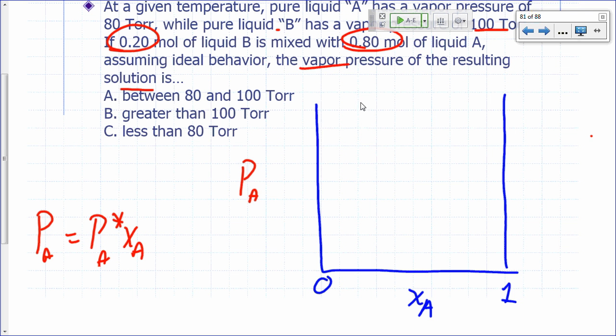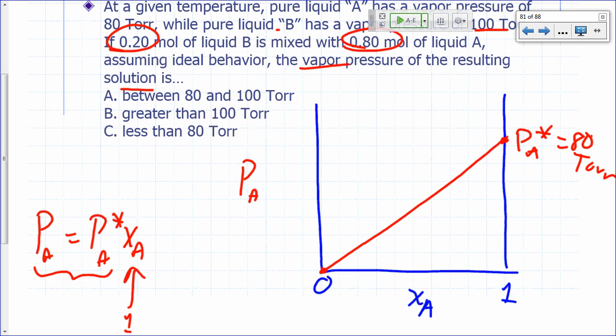So when mole fraction of A is 0, what's the partial pressure of A? It's gonna be 0, right? If XA is 1, what would be the partial pressure of A? It's PA star, right? And what is PA star? That was 80 torr, right? This is PA star. This is 80 torr. And so if you were to plot that, this is what you get. You just get a straight line for that.